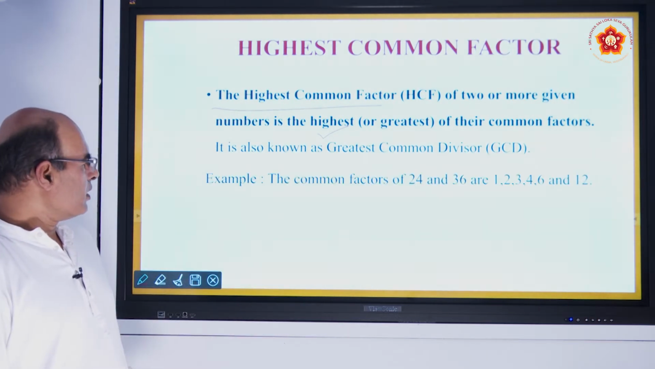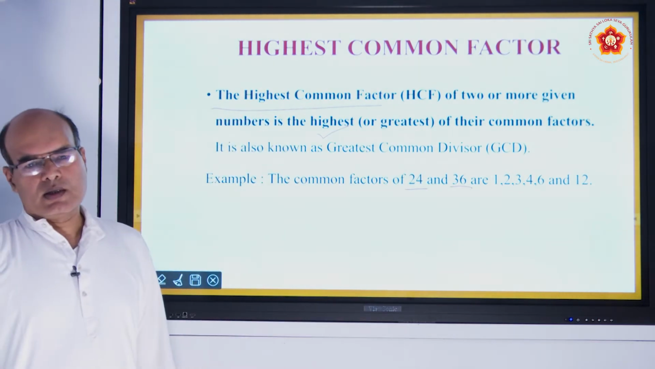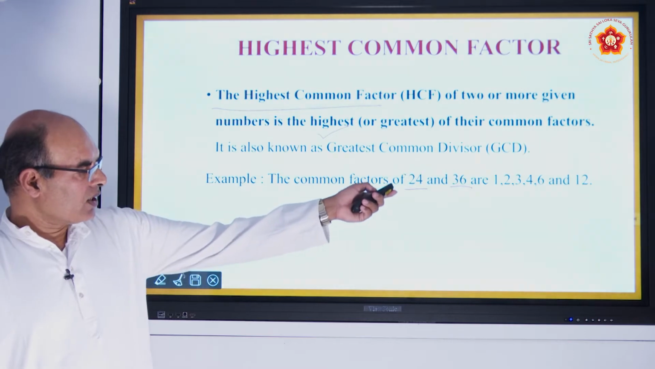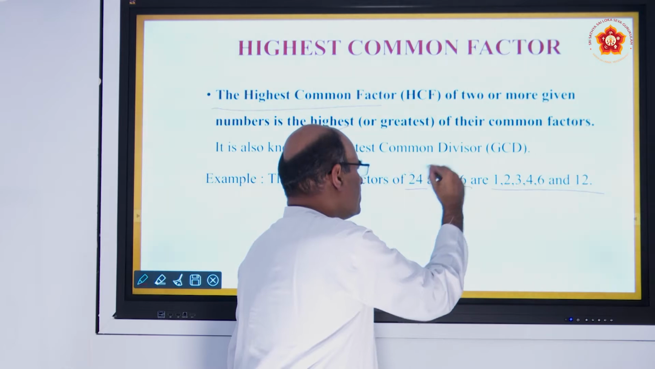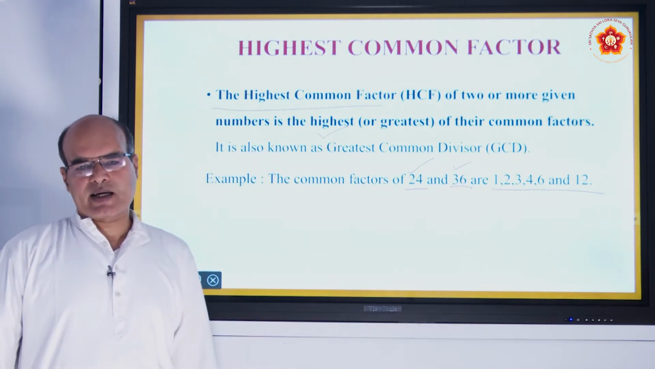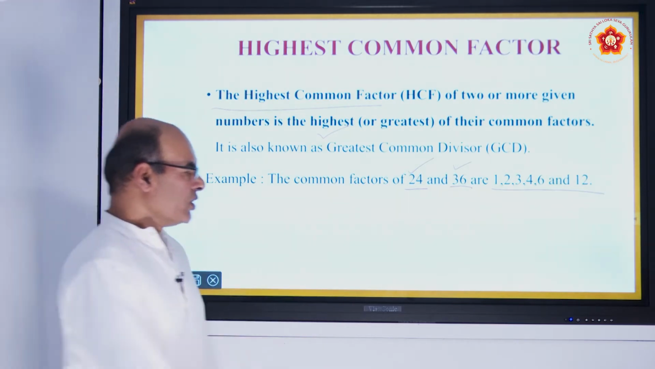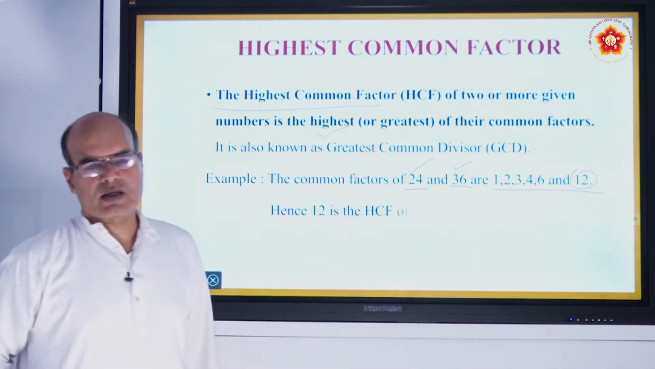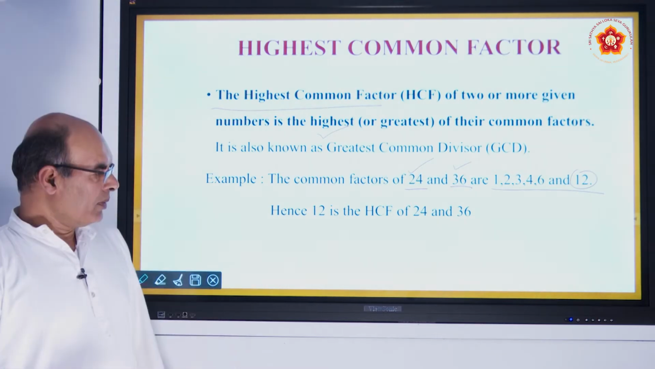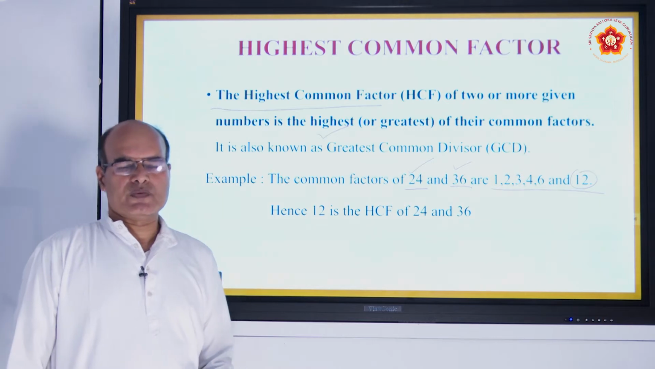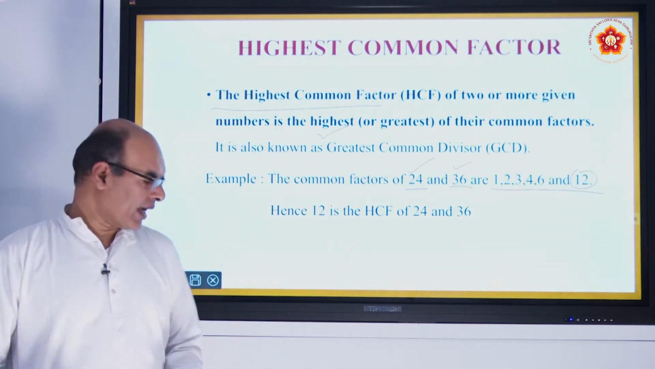So, in the previous example, 24 and 36 are the given two numbers. Their common factors are 1, 2, 3, 4, 6 and 12. All these numbers divide both 24 and 36 exactly, therefore they are called common factors. Among those numbers, 12 is the highest. Therefore, 12 is called the HCF of 24 and 36. There are many methods to find the HCF of two numbers. Let us discuss one or two methods using the next example.